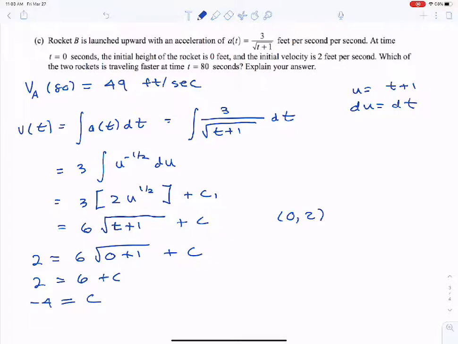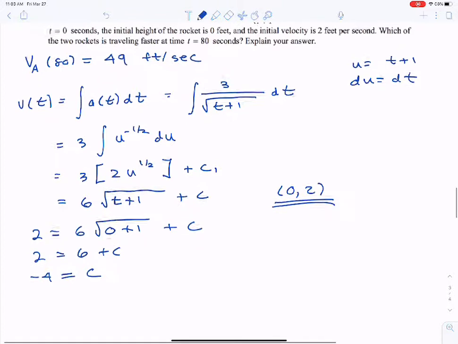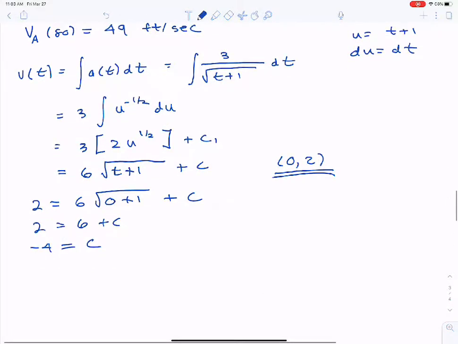Okay? Before I move on, because probably should, are there any questions on finding c? Again, I had to use the velocity value, right? They gave us information about that velocity. Okay, so now our v of t function for this function is going to be 6 times (t plus 1) plus c, which is minus 4.